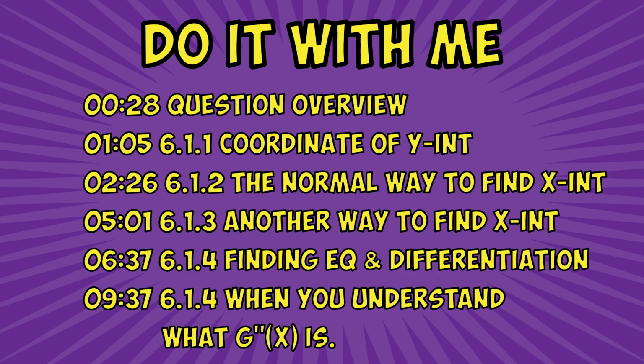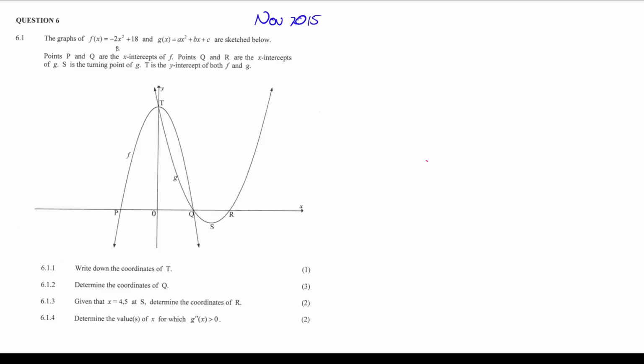For our next Do It With Me, we have the November 2015 paper. And we're only going to do 6.1. There was a 6.2, but that's focusing on hyperbolas, and we don't need to go there right this second. So let's just have a look at what's going on here.